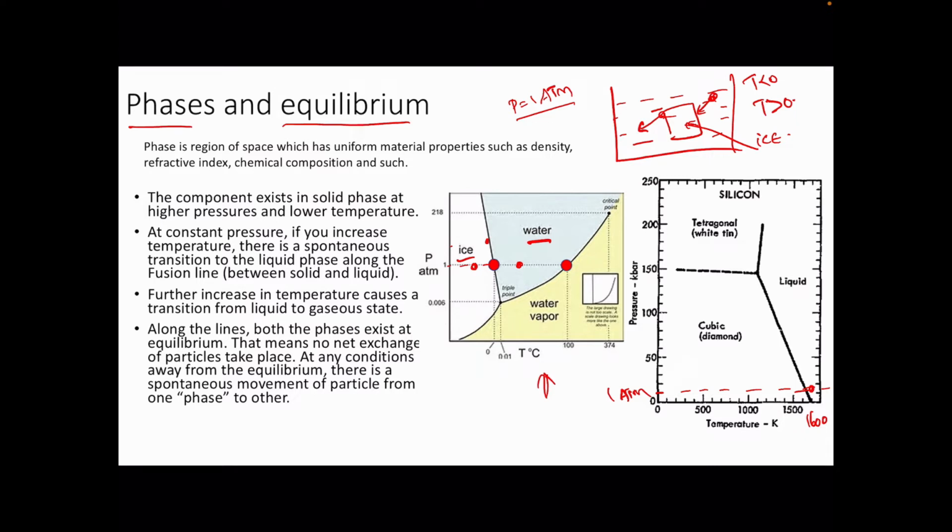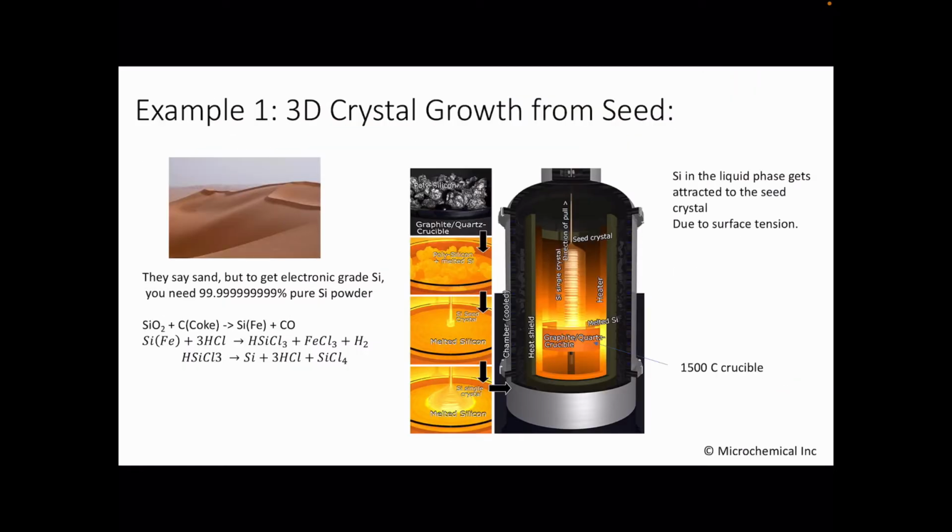How it forms the solid silicon bar and how you cool it down determines the quality of the solid. You can have a highly ordered crystal if you cool it down in a well controlled manner. And this is the basics of the Czochralski process. So the first example that we will see is 3D crystal growth from seed, which is the most common process that you would have seen.